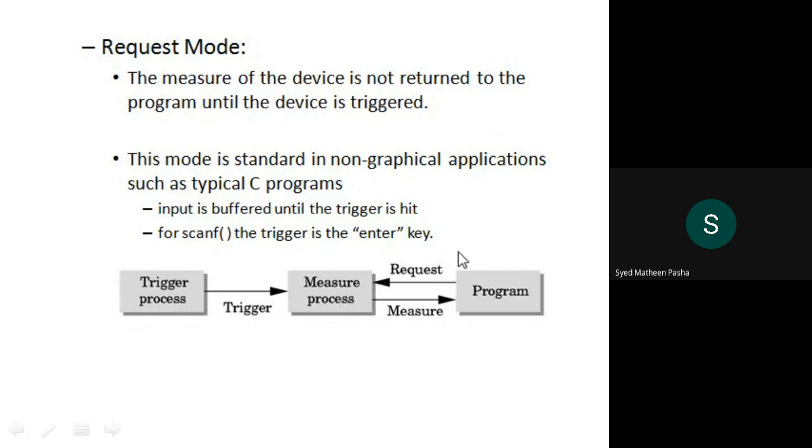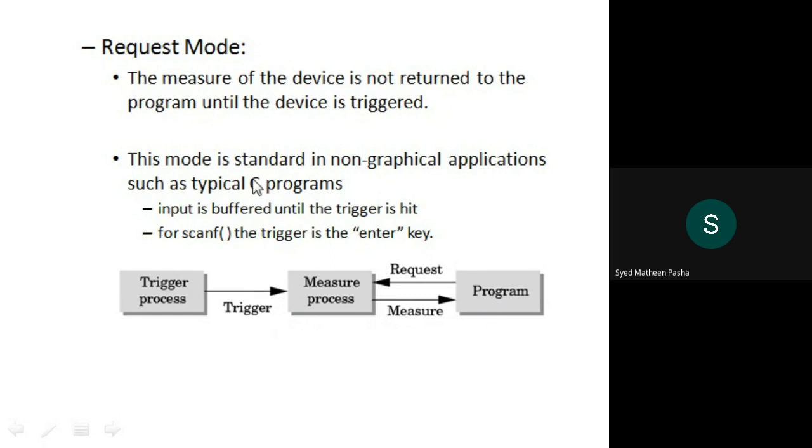And if this is an application program written here, first the application program sends a request to the measure process. What does the measure process do? It basically tells what the process is. It will tell that particular process to this particular program, then the program starts its execution.